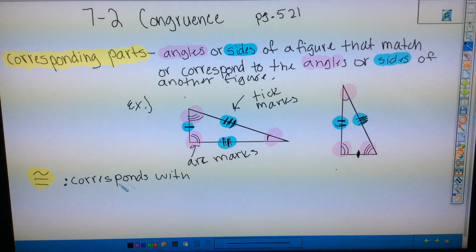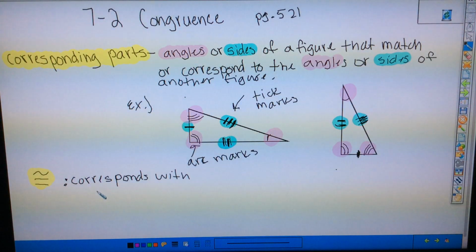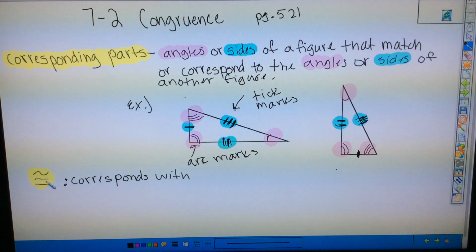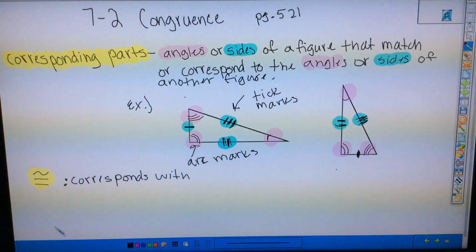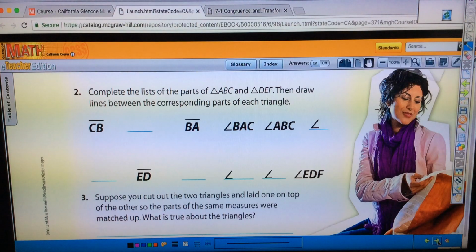Okay, and here's a little bit of shorthand for you. You're going to have to write congruent statements in this homework. So instead of writing out corresponds with every single time, you can use this symbol. It's basically an equal sign with a little squiggly line up above it. It means corresponds with.